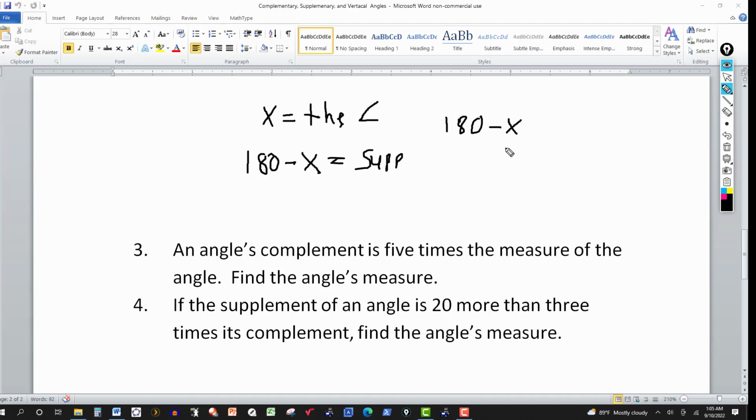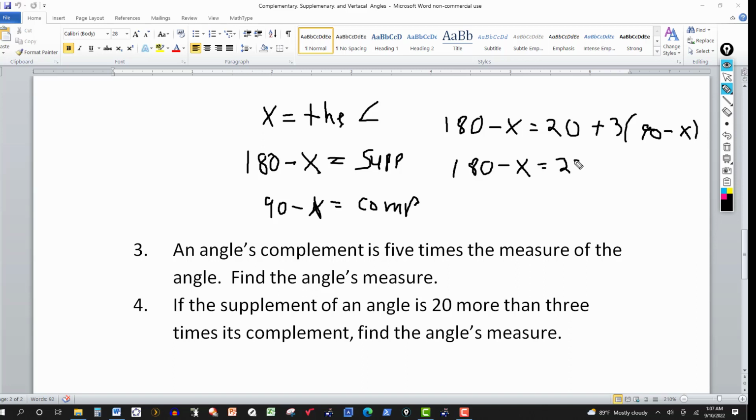The supplement of an angle is, as in equals, 20 more, meaning you're adding 20, than 3 times, meaning you're multiplying by 3, and then we're also talking about a complement here. So 90 minus x is the complement. The supplement of the angle is 20 more than 3 times its complement. So here I put 90 minus x, and then you basically solve that equation. This would be 20 here.